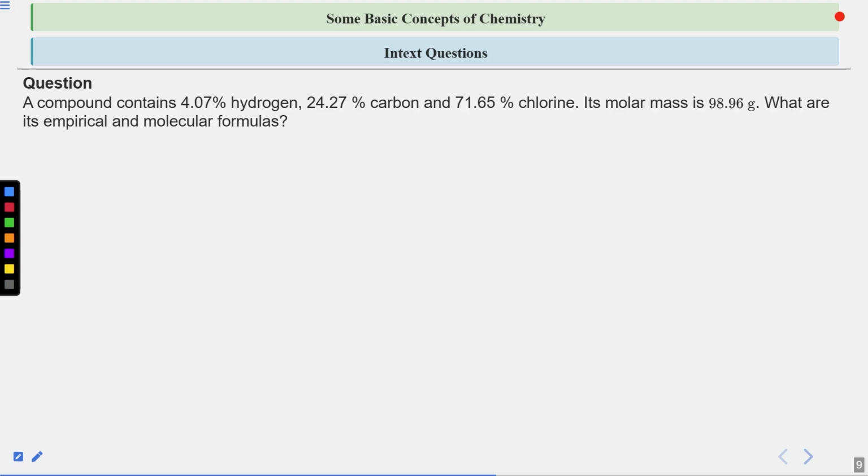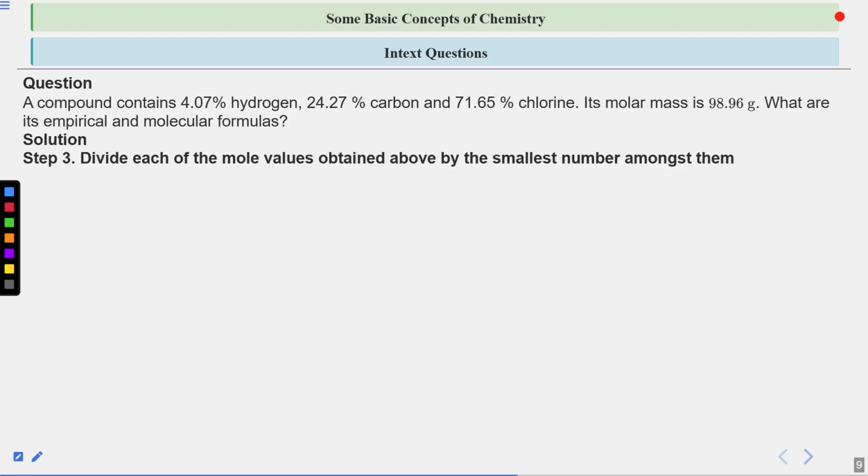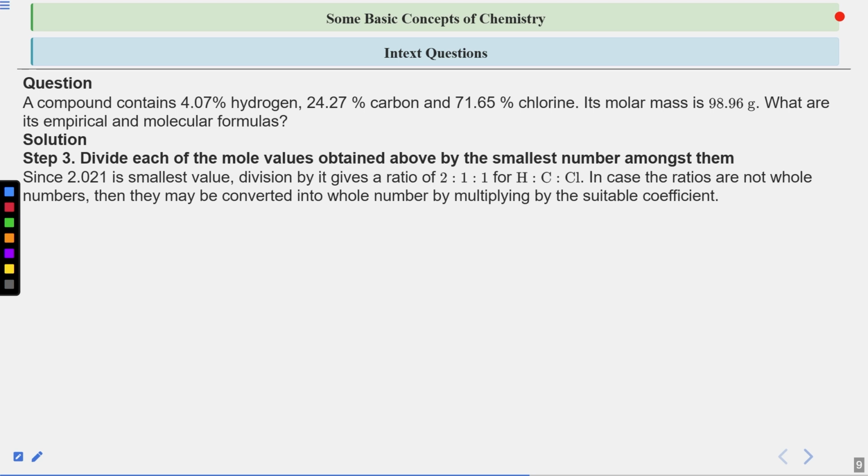Now moving on further, we are now aware of the number of moles. So what are the number of moles that we got? We got 2.021 and two other values. But out of these 3 moles, the smallest is 2.021. So we got 3 types of moles: first for hydrogen, then for chlorine, and then for carbon. But the smallest number of moles is in the case of hydrogen, which is 2.021. Therefore, we will divide each of the previous moles that we have obtained by 2.021.